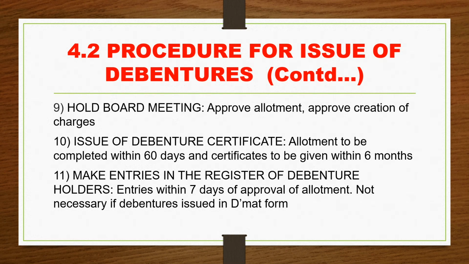If the allotment has been done in the demat form, that is, in the dematerialized form, which we say is the electronic form, then it is not necessary to make these entries in the register. This register of debenture holders mentions the details about the name of the debenture holder, number of debentures issued, the interest payable, the type of debentures issued, and even the charge on the assets that is being created.